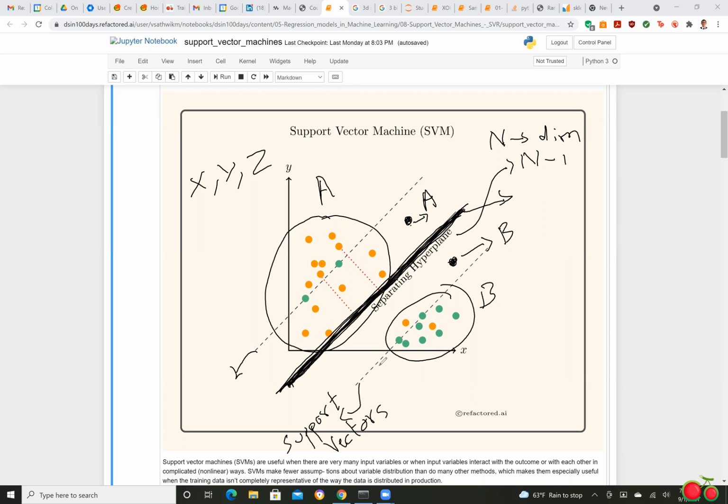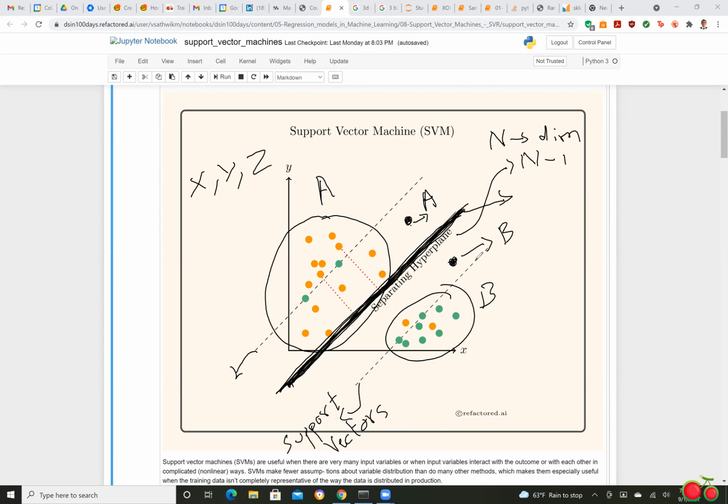How do I identify the support vectors? I look at the boundary points of each group and I try to identify a space between these 2 dashed lines which does not have any points, any observations. Because I'm trying to find empty space through which I can run my plane and then divide the data set into 2 categories or multiple categories.